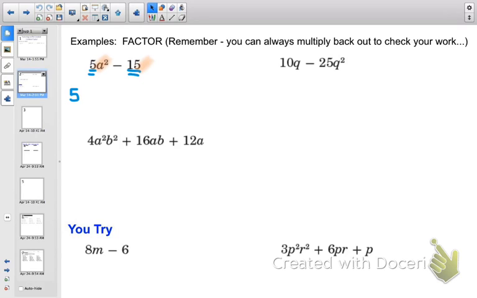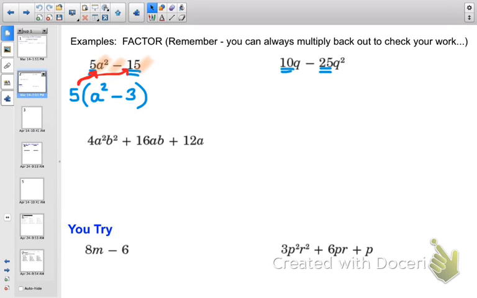Then we look at the variables. The first term has a squared and the second term doesn't have any variables, so we can't pull out a variable. So then we ask ourselves, how do we get from 5 to 5a squared? Through multiplication, we need to multiply by a to the second power. Subtraction sign, and then 5 times what gives me 15? 3. Let's look at the next example.